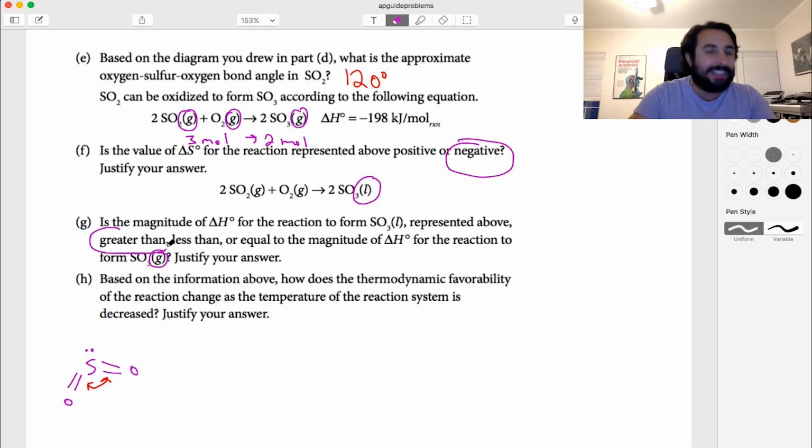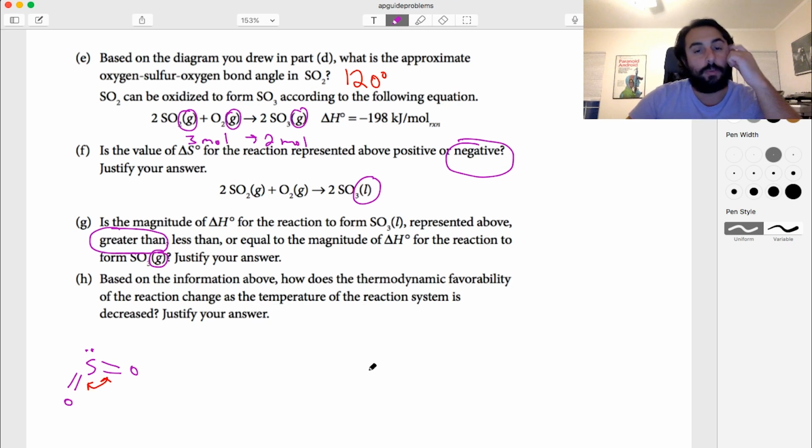So that can be a little bit confusing, but just be very careful with the wording, right? The word magnitude is important, and then again, obviously, we're just understanding that liquefaction, or condensation, I should say, is an enthalpically favorable process that is going to release energy, no matter what the substance is. And then finally, based on the information above, how does the thermodynamic favorability of the reaction change as the temperature of the reaction system is decreased? And we want to justify this.